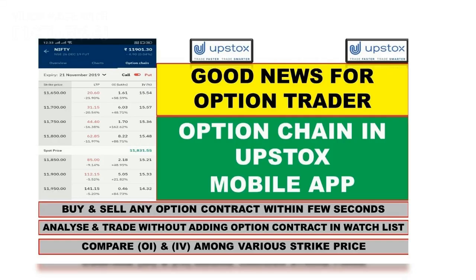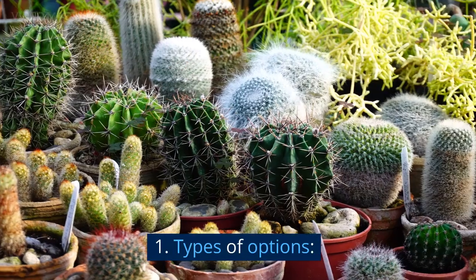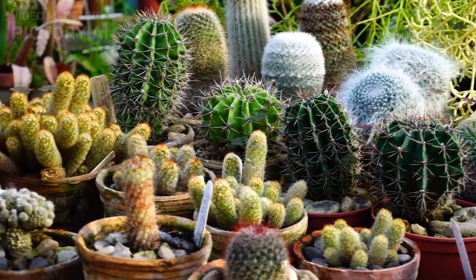This is the image of one stock broker's platform, the Upstox mobile platform for option trading. Here you can see the option chain. You can buy and sell call or put options by selecting directly. You can do the trade very easily. Next we will see the types of options.